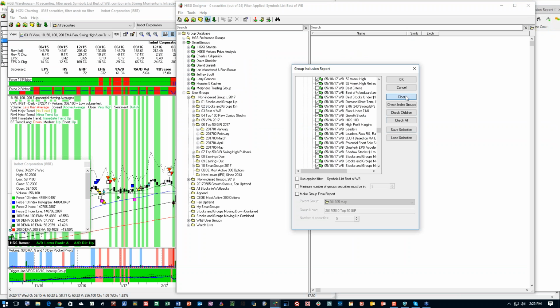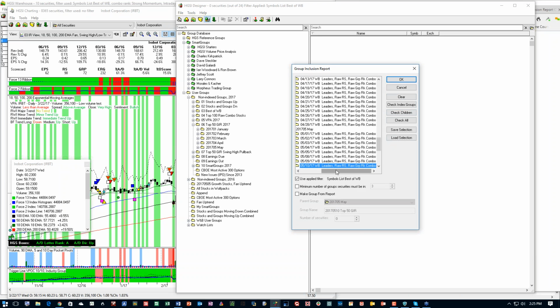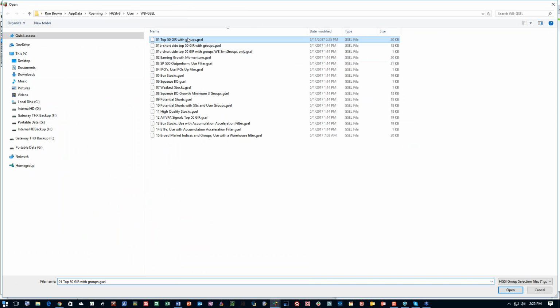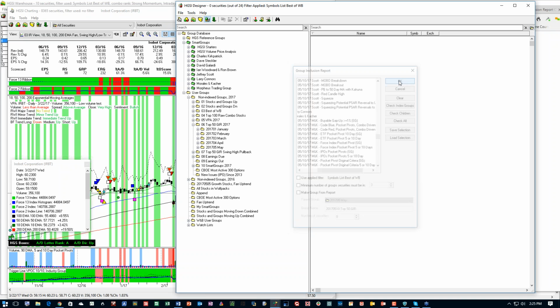And I'm going to clear this. I don't want to confuse you, so let me start over. That should have been selected. So I'm going to start over. I'm going to clear everything. And I'm going to load that selection, the top 50 GIR. And I'm going to just go ahead and run this.